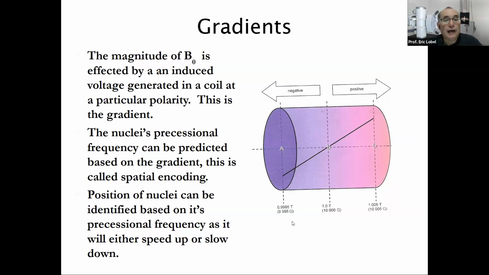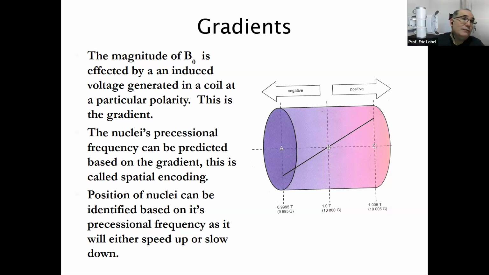So that might not sound like a lot, but a tiny little change in the magnetic field that a proton experiences will make it precess faster or slower than a proton that might be just a centimeter away. And the way this works is protons that experience a higher magnetic field will have a higher precessional frequency, and protons that experience a lower magnetic field will have a lower precessional frequency.